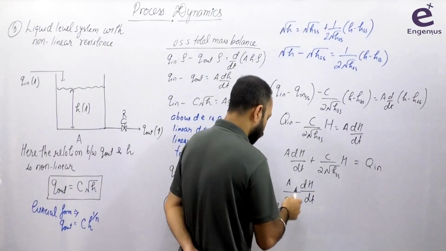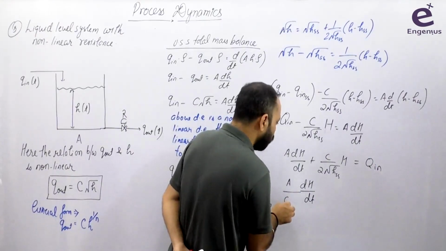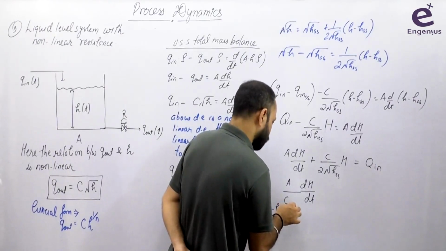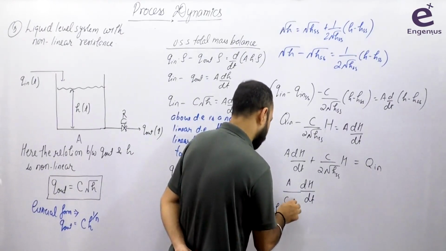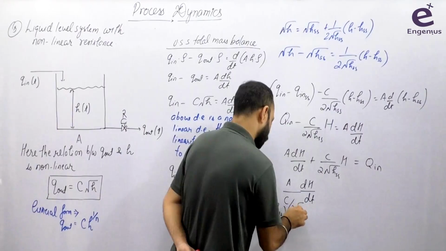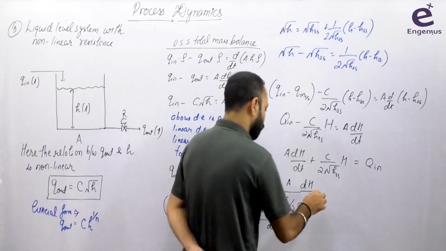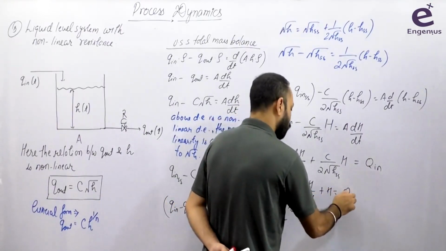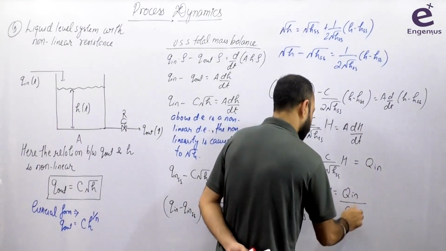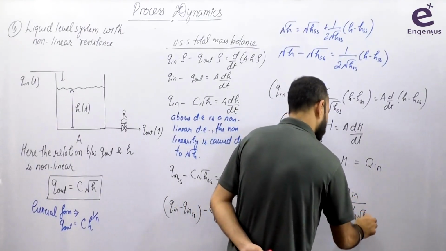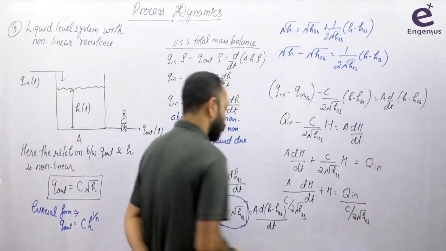ओके फाइन. ओके चलो लिख लेते हैं 2ca डिवाइडेड बाय c डिवाइडेड बाय 2 root hs. ऐसा ही कुछ है ना? हाँ, 2 root hs प्लस h इज इक्वल टू qn डिवाइडेड बाय c बाय 2 root hs. ये चलेगा. दैट इज द इक्वेशन.